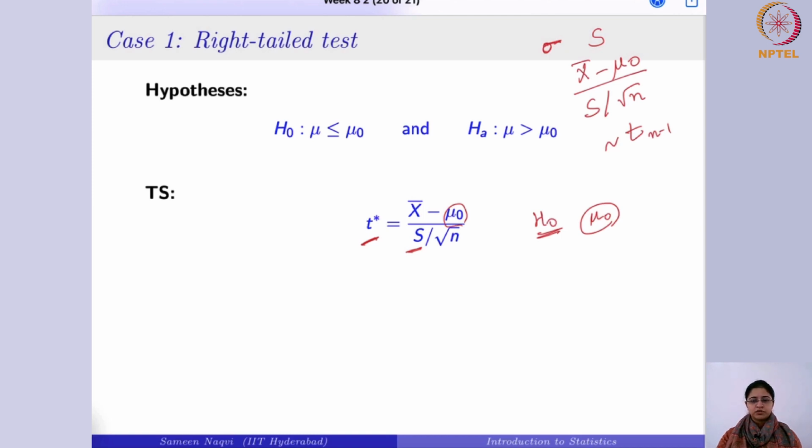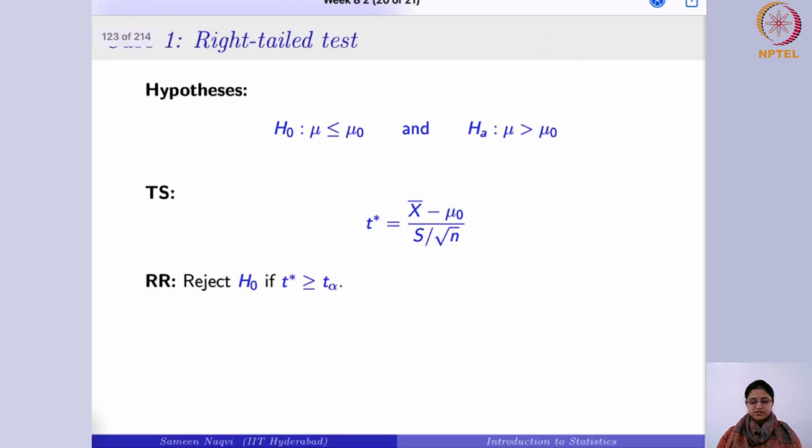Obviously under mu naught, that is under the null hypothesis, because the sample mean you would know, right? This value would be given. Sample standard deviation would be known to you, n would be known. So obviously, if this is known only, then only you can find out. So it is calculated under the null hypothesis. Rest of the things would remain the same, because here you would reject the null hypothesis if t star is basically greater than t alpha.